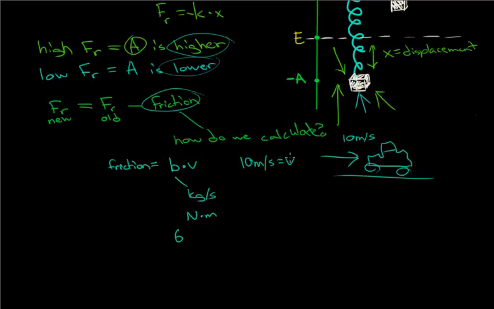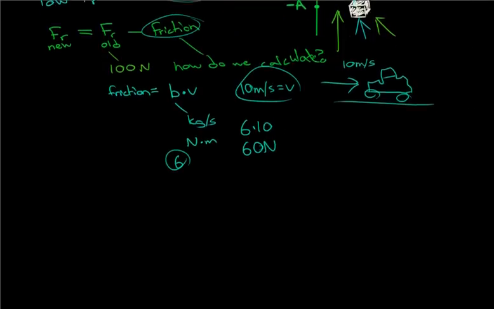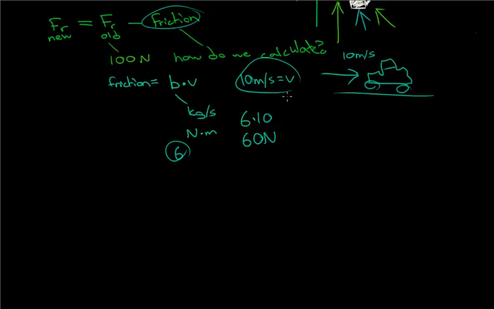It equals velocity. Then what this says is that for every unit of velocity, we will take away 6 newtons. So what we do is we go 6 times 10, which equals 60, and 60 newtons is our friction force, based on a velocity of 10 meters a second. So if we had our negative kx, our restoring force, and let's say that equaled 100. 100 newtons was our restoring force at the point where the velocity was 10 meters a second.